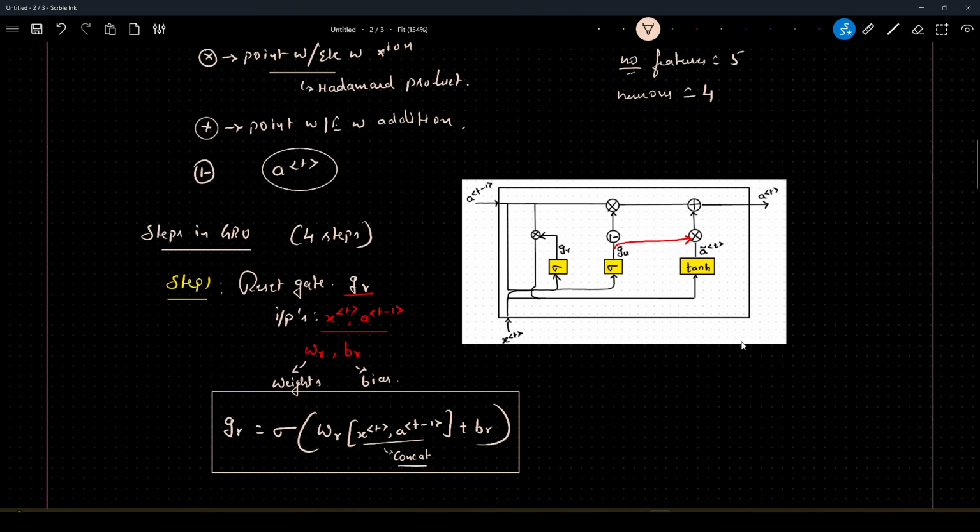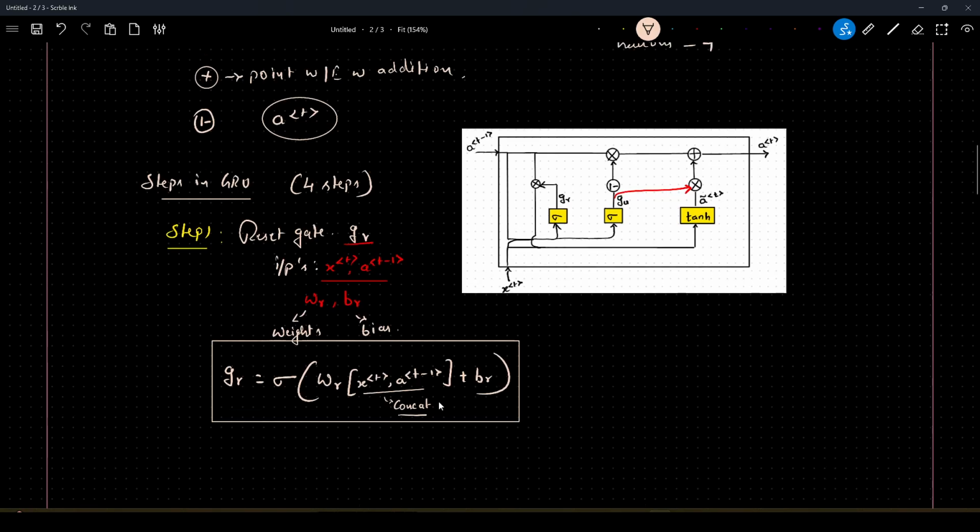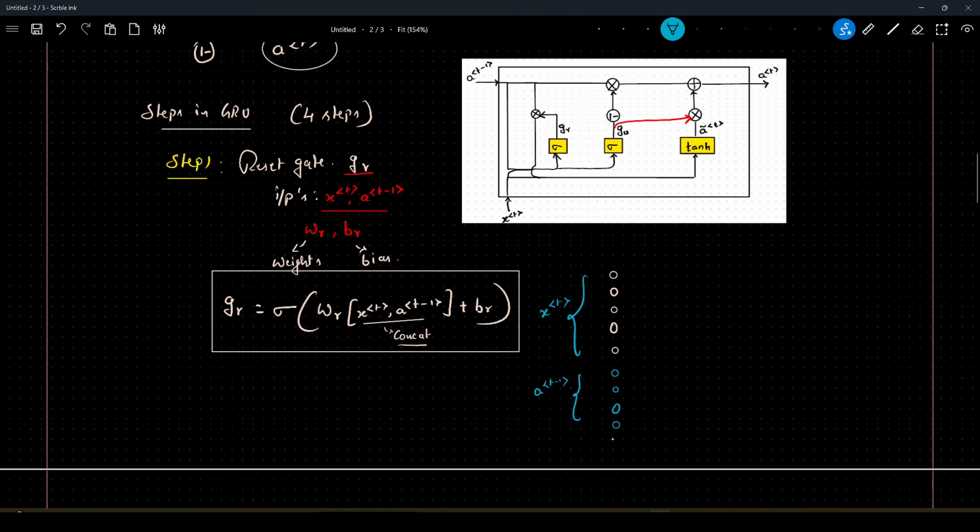Since we are concatenating XT and AT minus 1, let me just draw that. XT, we have 5 input features, and AT minus 1 will be of 4 dimension, because the number of neurons in the hidden layer is 4. So this part here is XT, and this part here is AT minus 1, and we are concatenating it together. We will get a vector of dimension 9. 5 plus 4, 9.